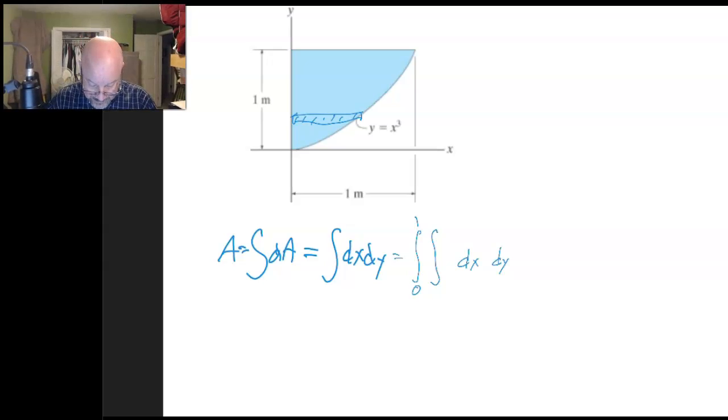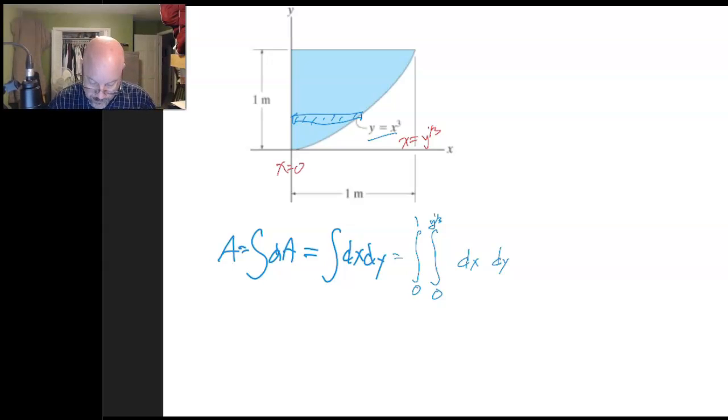But now my limit's going to go from 0 up to my function. Now my function is given as y equals x cubed. I have to turn that around and think of it as x equals something, because I'm going from x equals 0 to, in this case, the cube root of y. And so we'll put that in our integral here. We're going to come up to y cube rooted, just like this.